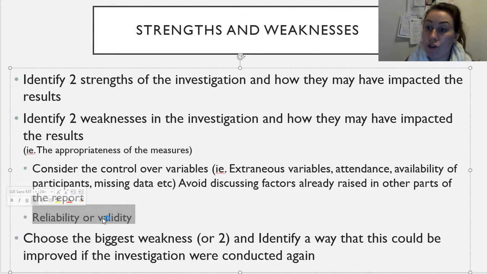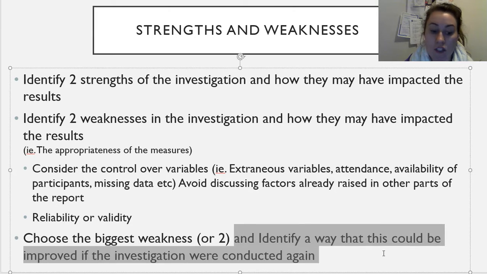Reliability and validity are 2 terms that a really strong assignment should have. You don't need them in order to get an A, but it'll be very difficult to get an A without them, I think. So if you're really looking for that A grade, look up those terms and see if you can use them in this section. Now choose the biggest, strongest weakness or 2 and identify a way that this could be improved. Think about the things that suck. How could we improve that?